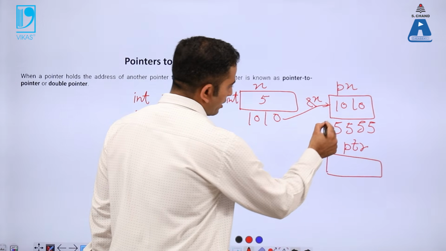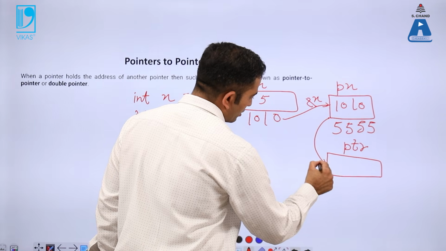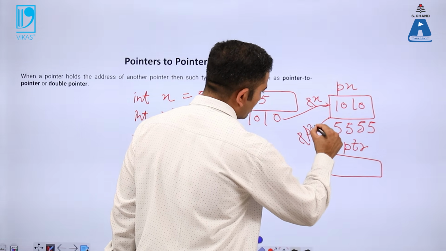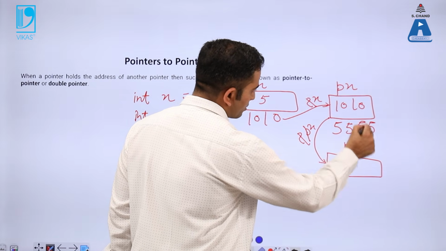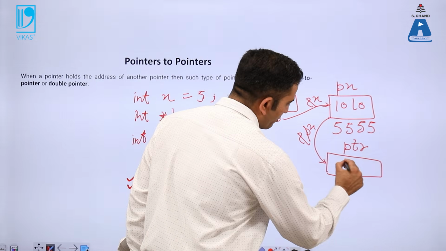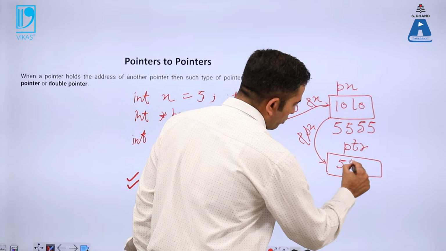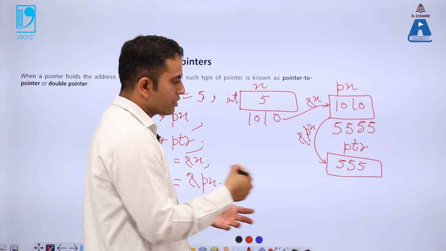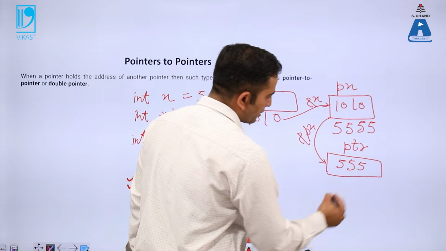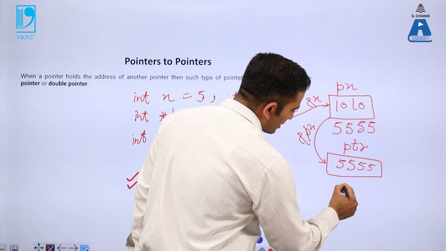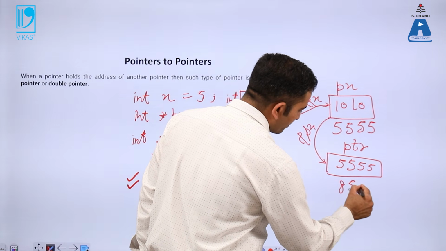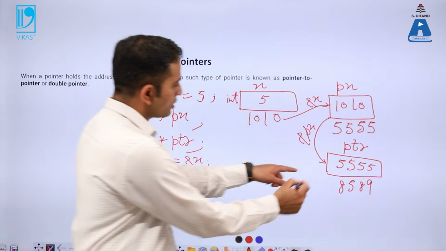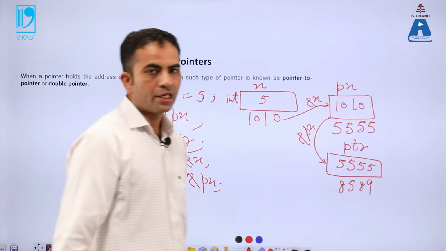In the next statement, this is the pointer type variable ptr, and now ampersand px, that means the address of this px variable will become the value of this pointer. This pointer also has its own different memory location. Let's say it is 8589. So this particular pointer is called a double pointer.